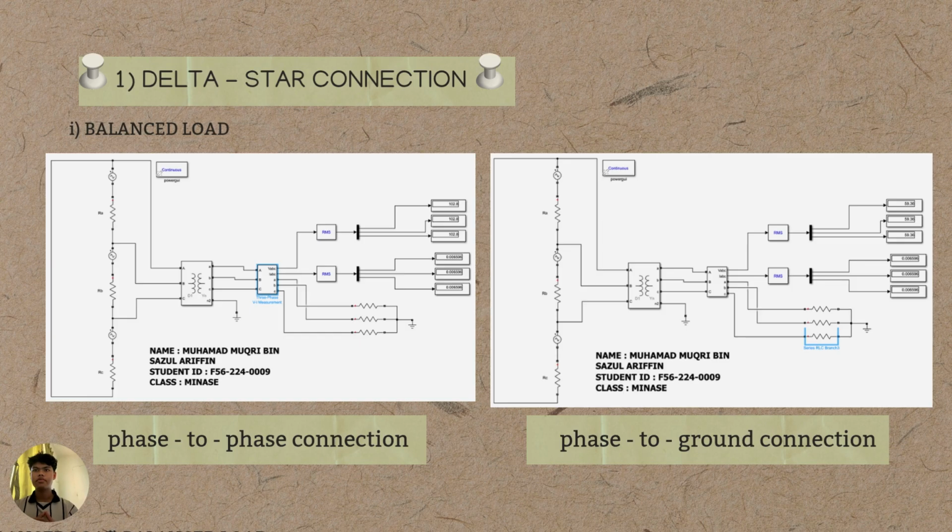The first was phase-to-phase measurement, where we measured the voltage between each pair of lines. And then the second was phase to ground measurement, where we measured the voltage between each individual line and the ground or neutral point. This measurement allows us to analyze the voltage stability and distribution across the transformer terminals in a balanced system.